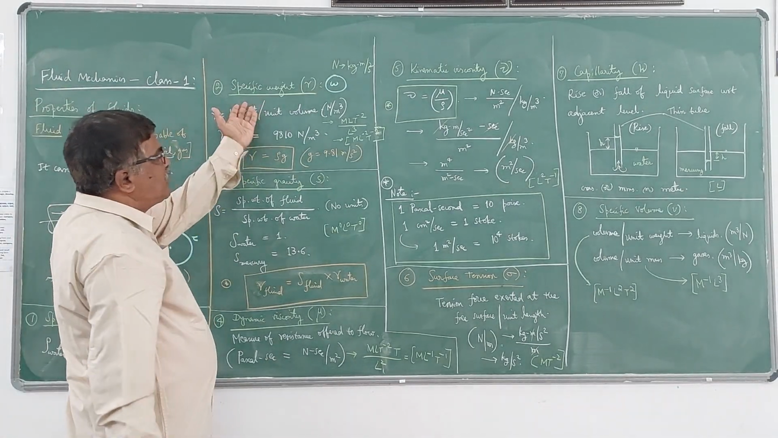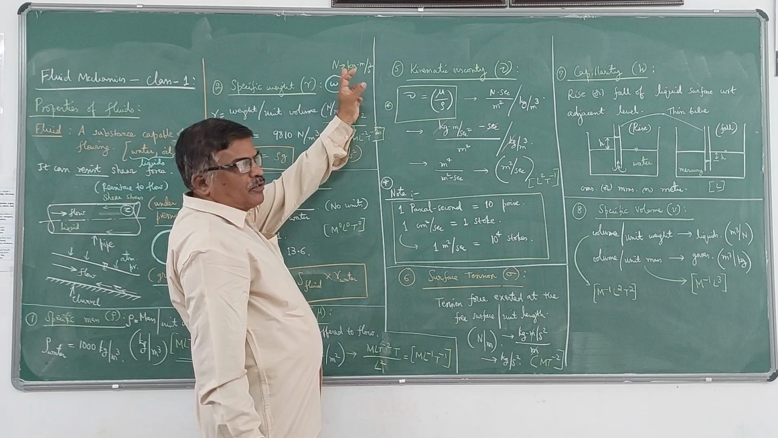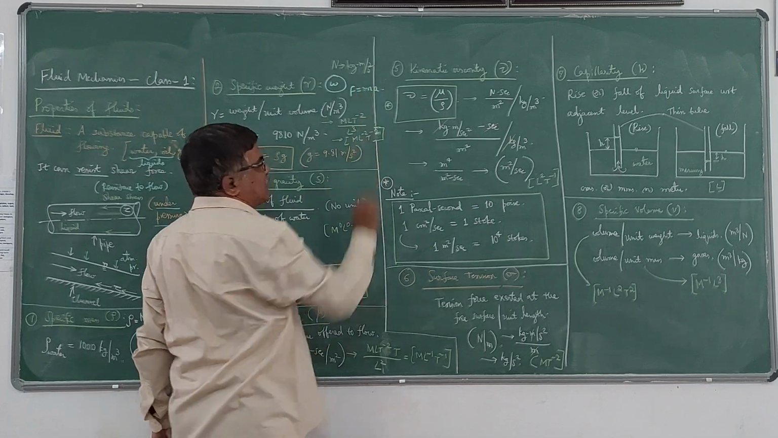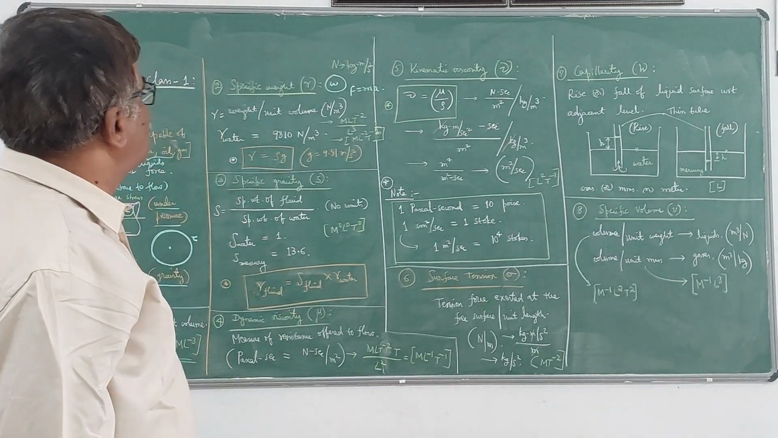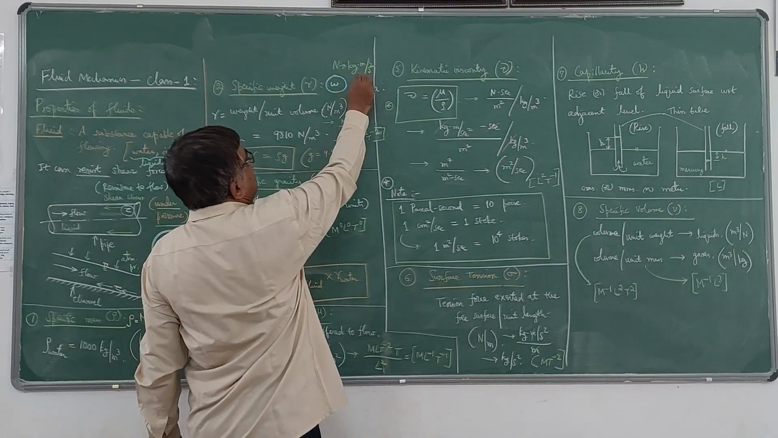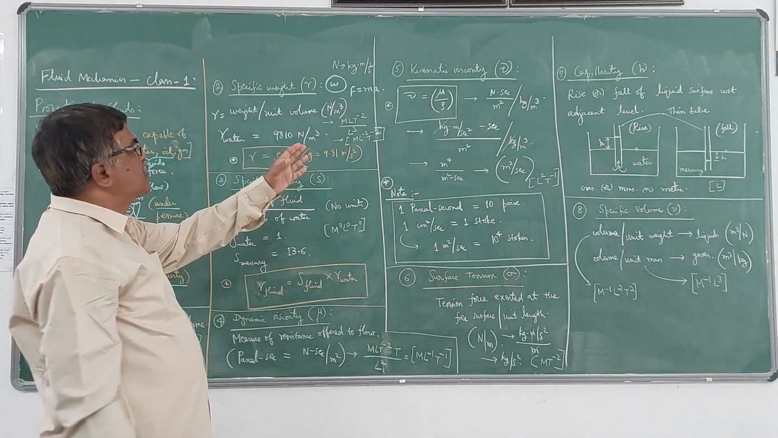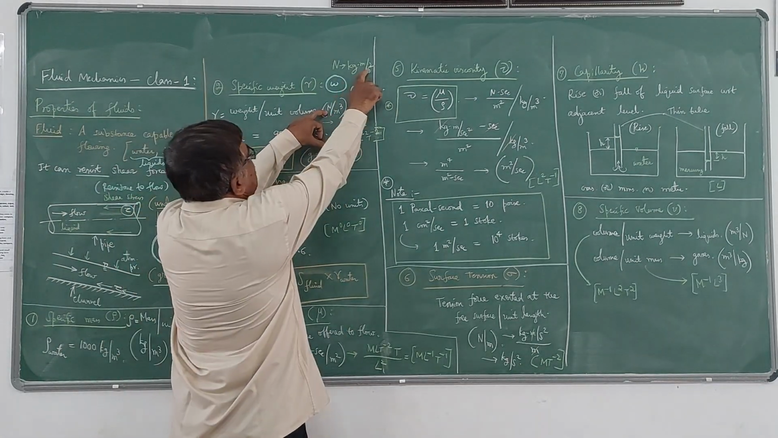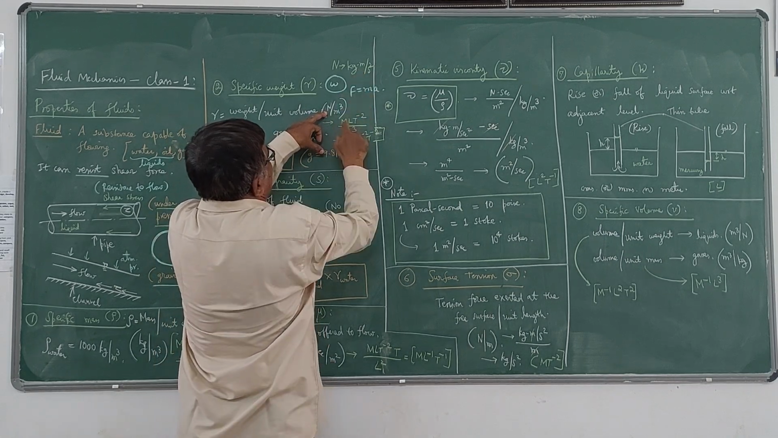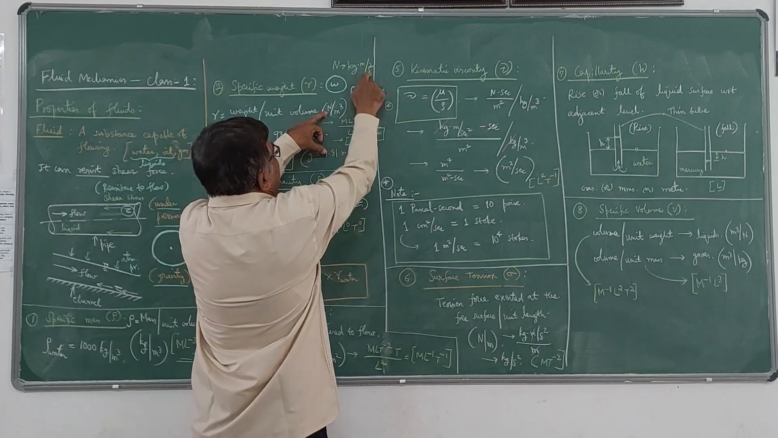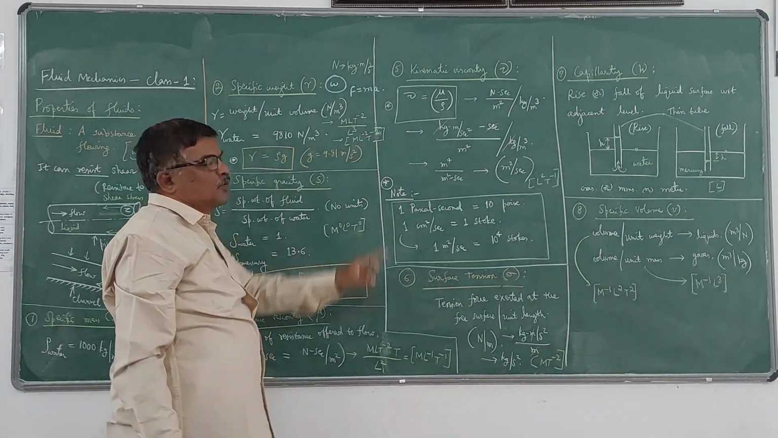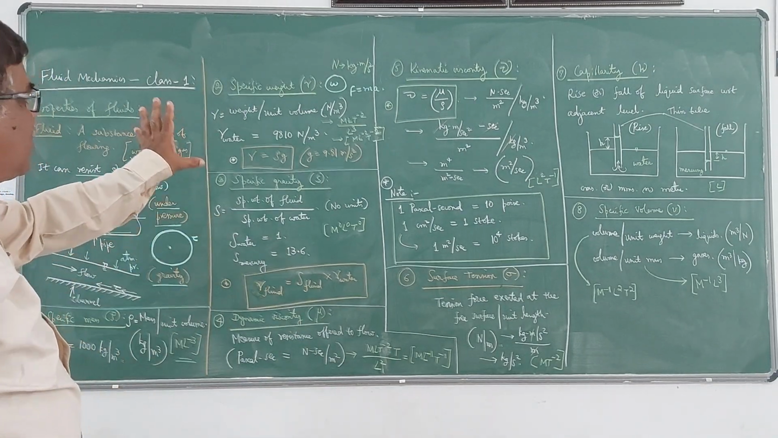Now coming to the dimensions. The definition of newton is derived like this: force is equal to mass into acceleration, according to Newton's second law. Force is in newtons, mass in kg, and acceleration in meter per second square. Therefore 1 newton is nothing but 1 kg meter per second square. If you want the dimensions, for newton it is kg meter per second square: kg is M, meter is L, divided by second square means T to the power of minus 2, divided by meter cube means L cube. If you simplify this, you get M L minus 2 T minus 2. That is the dimension of the specific weight.